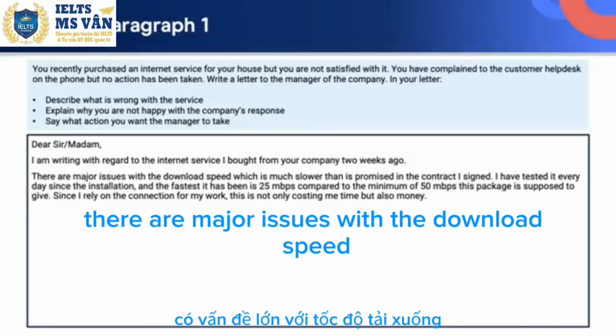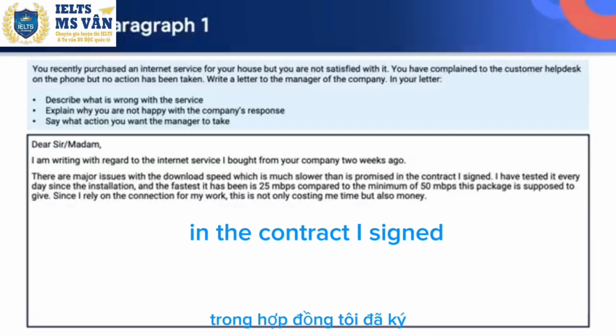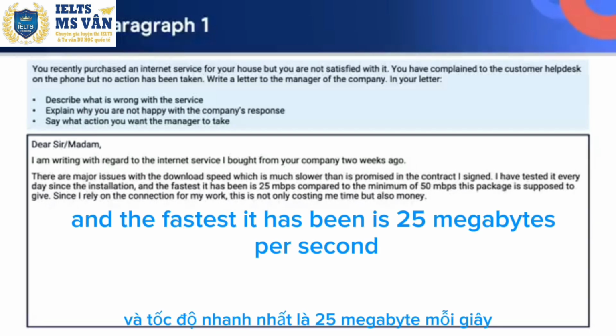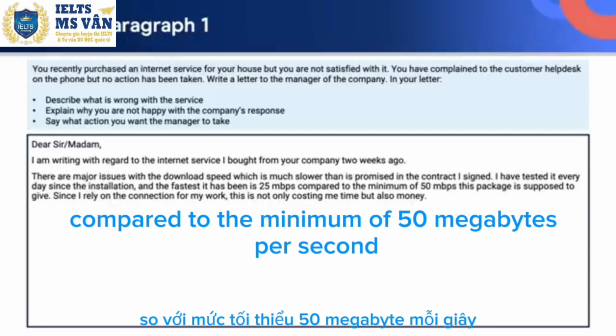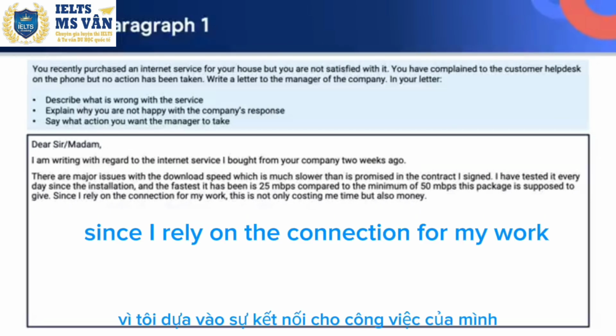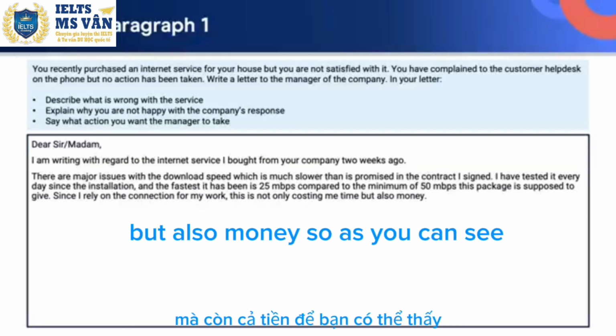There are major issues with the download speed, which is much slower than is promised in the contract I signed. I have tested it every day since the installation, and the fastest it has been is 25 megabytes per second compared to the minimum of 50 megabytes per second this package is supposed to give. Since I rely on the connection for my work, this is not only costing me time, but also money.